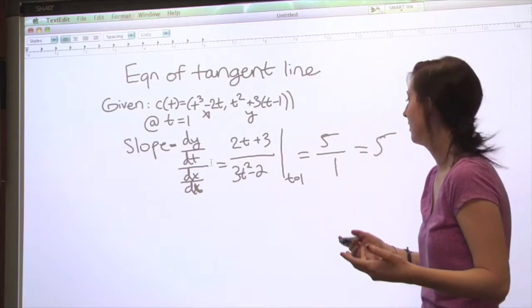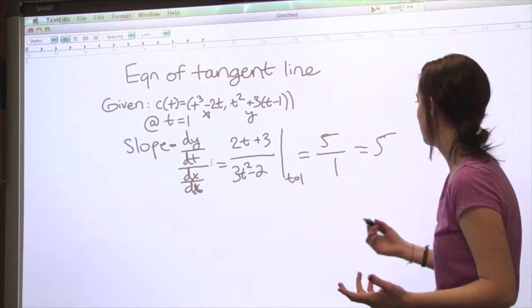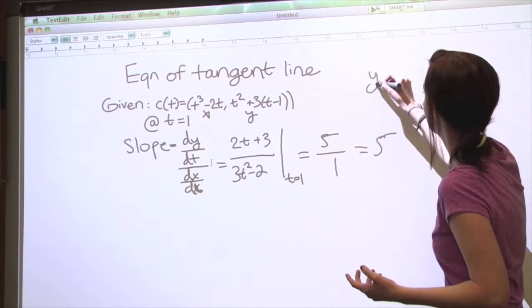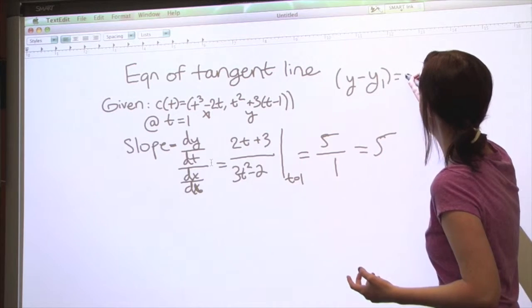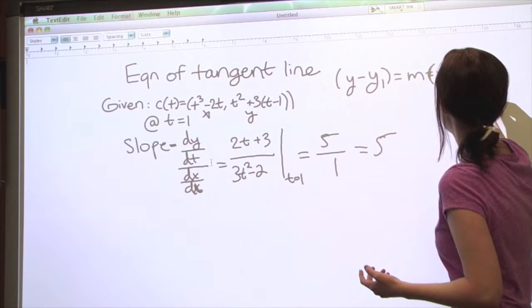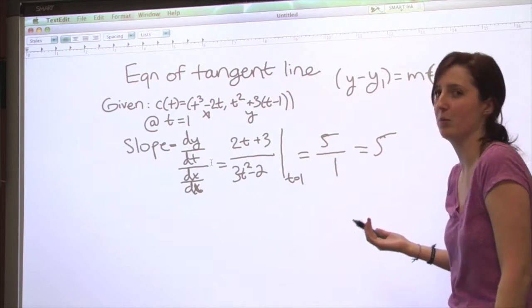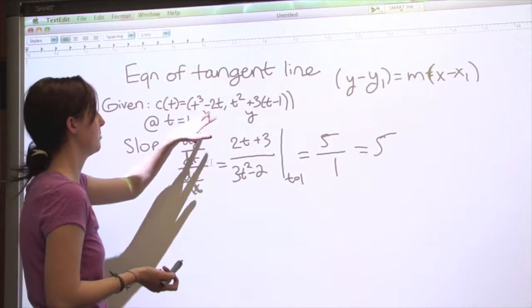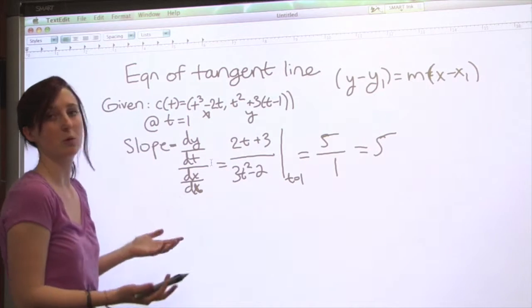Now you know that finding the slope is just the start of your equation. You need to actually know your equation, which we're going to do in point slope form. So that is y minus y1 equals m, which is the slope, times x minus x1. Now, you may ask, how do we find y1 and x1? Well, that's pretty simple. All we have to do is plug them into our original x and y equations with the value t equals 1.